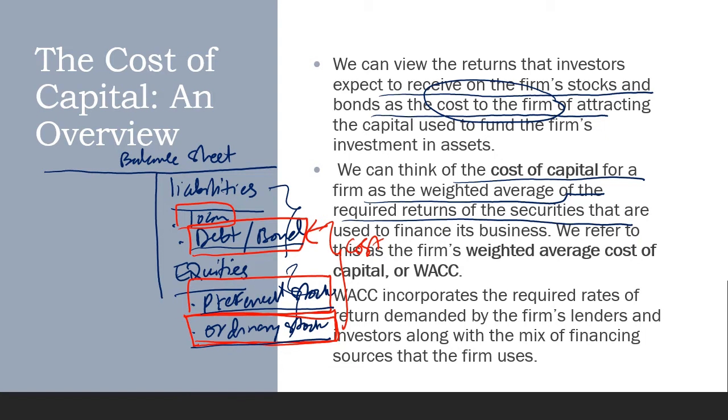Furthermore, WACC, or weighted average cost of capital, incorporates the required rate of return demanded by the firm's lenders and investors, along with the mix of financing sources that the firm uses. So basically, this overview of the cost of capital is sufficient for you to understand that we are discussing the average cost of the combination of sources of funding by the firm.